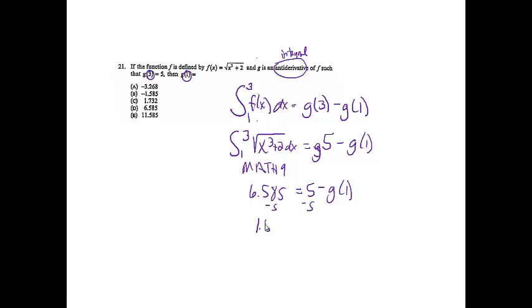This will give me 1.585 is equal to negative g of 1, and then if I multiply both sides by negative 1, I'll get g of 1 is equal to negative 1.585, which is option B.